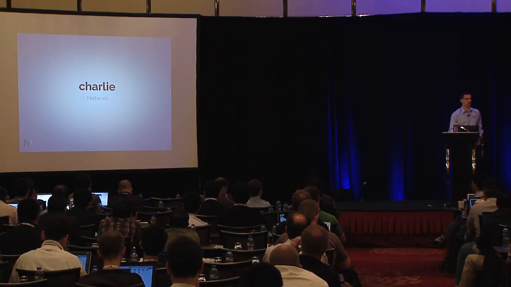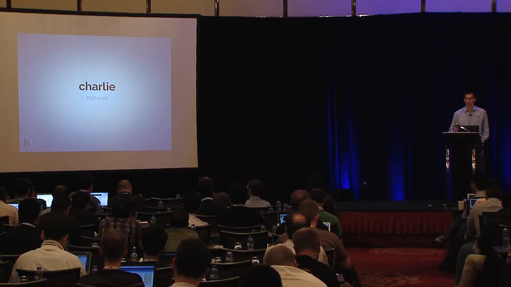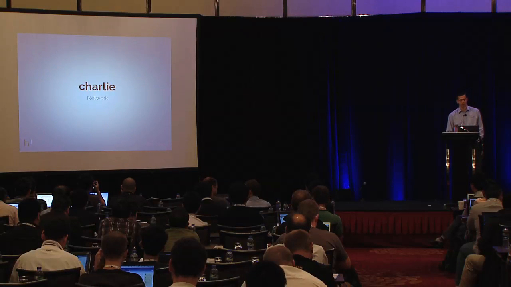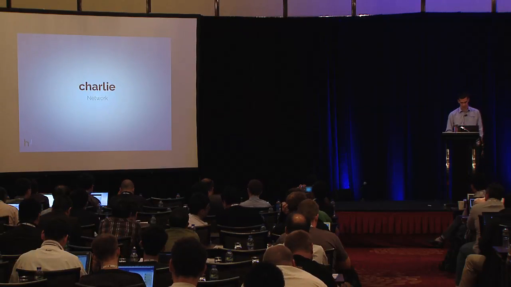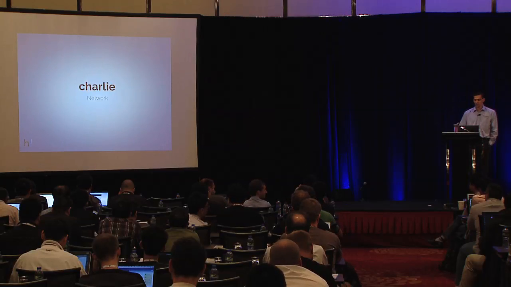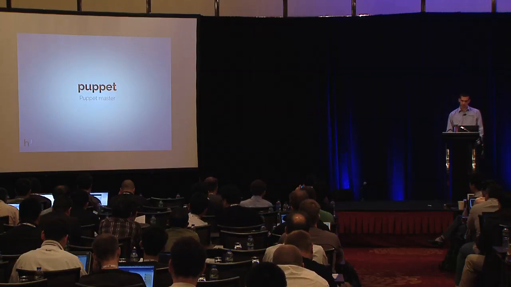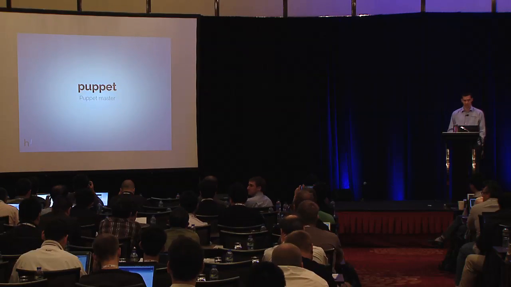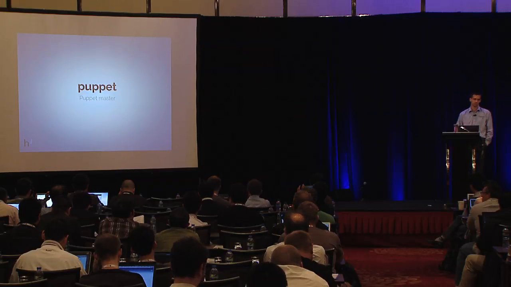And then we have Charlie, and Charlie is going to be our network node. Charlie is going to be the node that simulates our network gateway to the outside world. And then because we want to deploy all of this with Puppet, we have a node named Puppet, which is going to act as our Puppet master. Okay?